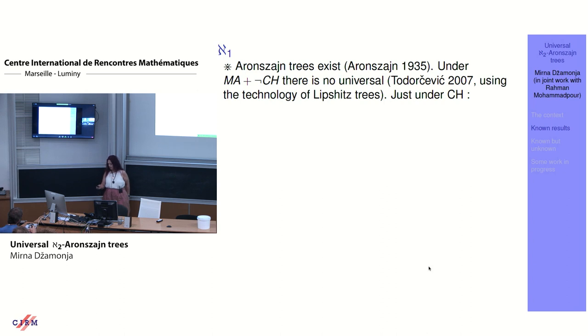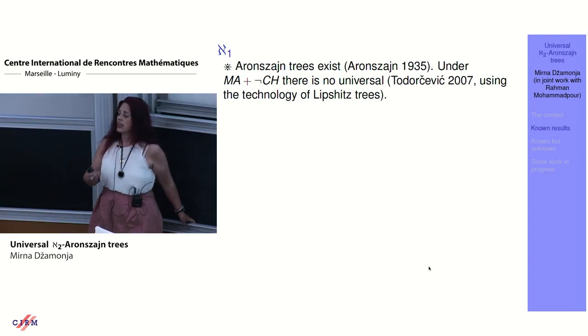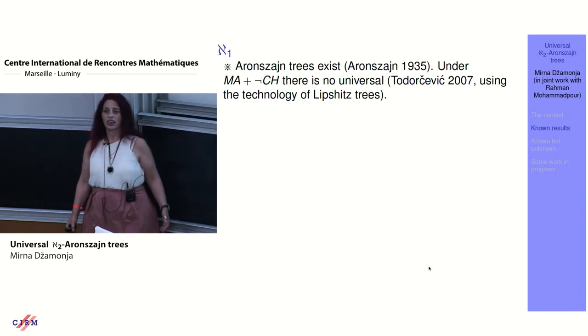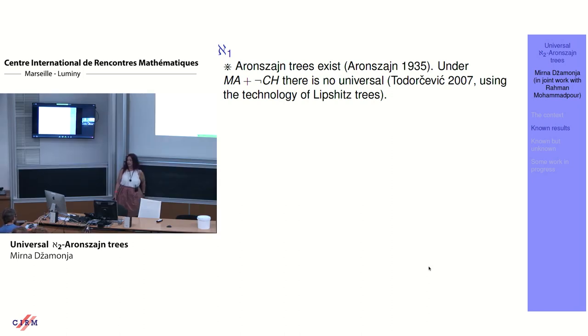Then there is a result that was published in 2007, but it was known before by papers that were circulated, due to Stevo Todorcevic, who proved that under the assumptions of MA and the negation of CH, there are no universal Aronszajn trees under this kind of embedding. And he used the technology of Lipschitz trees. It's a nice class of rather elegant trees that are actually cofinal in the class of Aronszajn trees under these assumptions.